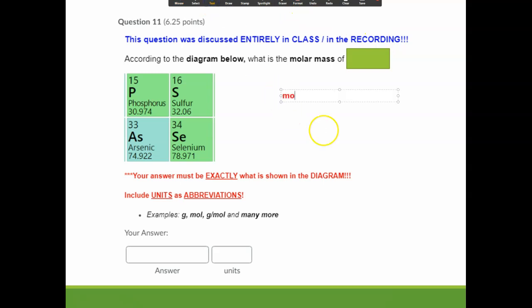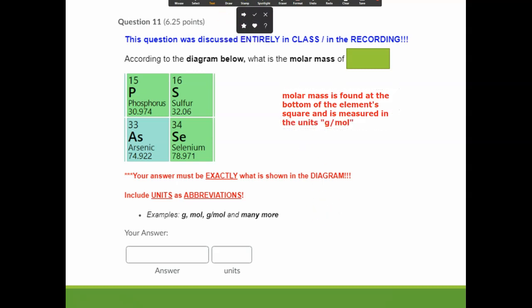Again, molar mass is found at the bottom of the element's square, and is measured in the units grams per mole. Make sure that when you enter your units here, it should be grams per mole, no spaces. I know that's a little confusing, but otherwise the computer will mark it wrong, so make sure that you write it correctly, grams per mole.